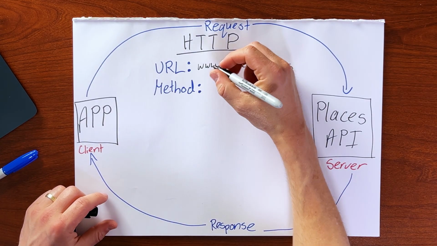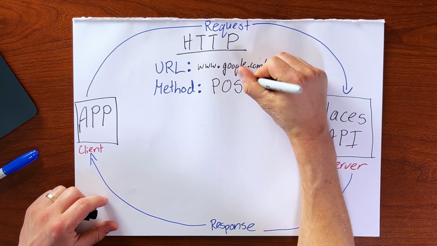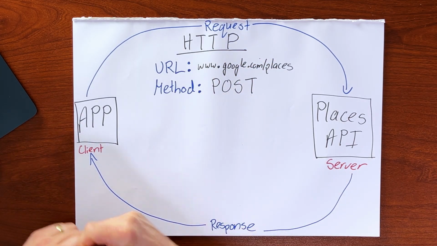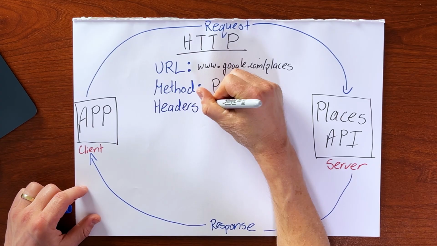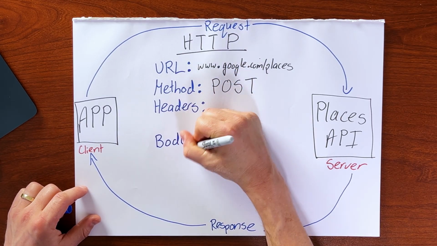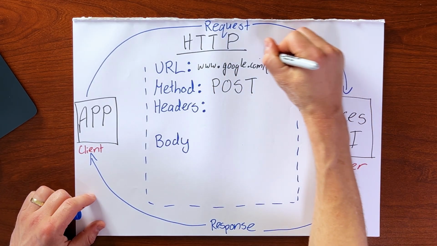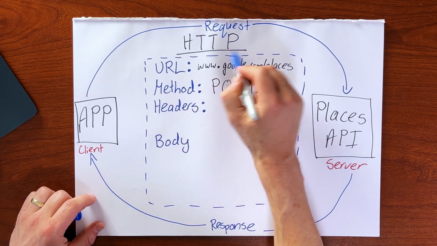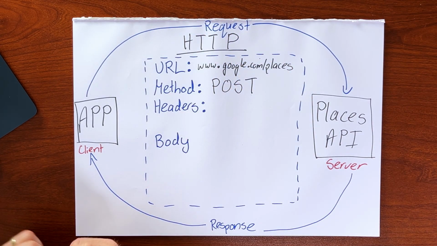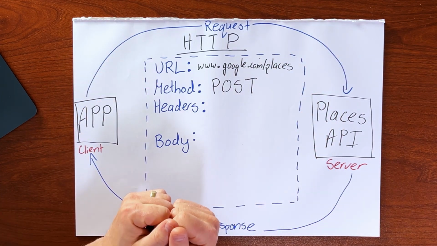So in the case of this Places API, we might be doing a post request. Then we have something called headers and another section called the body. And together, these make up our request, our HTTP request. And if we get all of these parts right in our request, then we'll get a response that we can actually use. So let's learn how to fill out this request, as well as exactly what the headers and the body are, by actually looking at the Google Places API documentation.